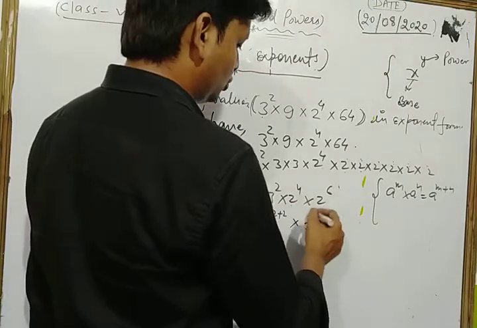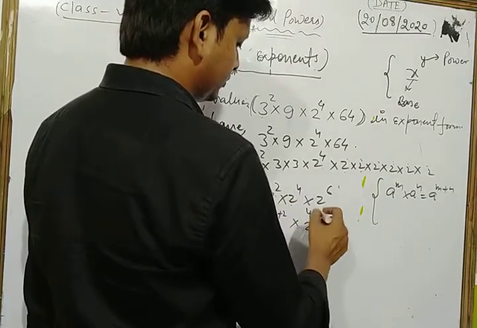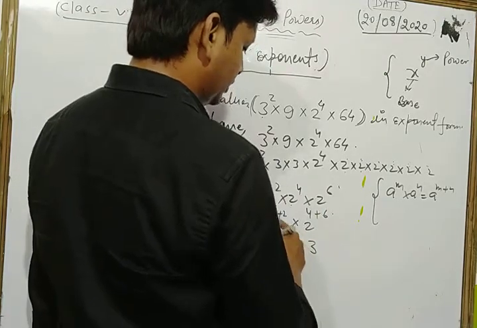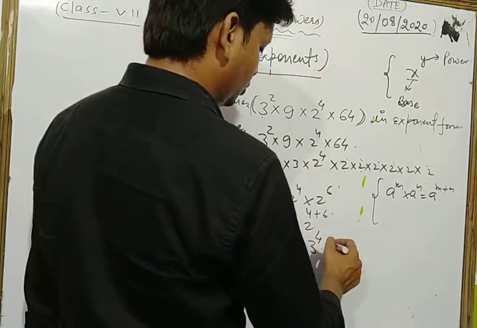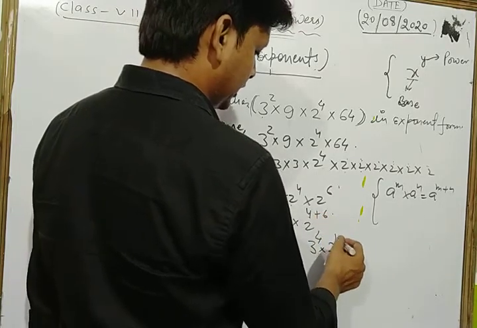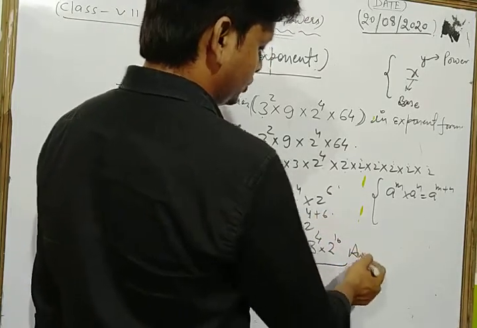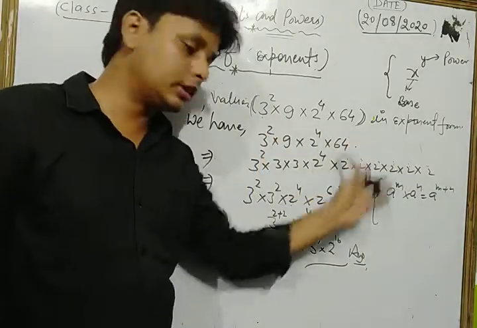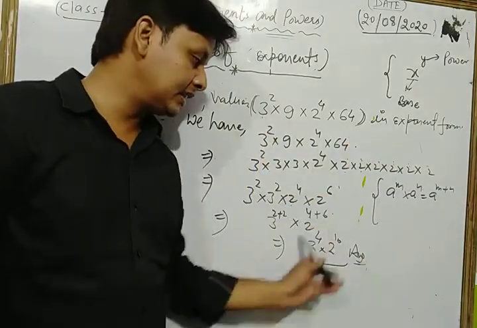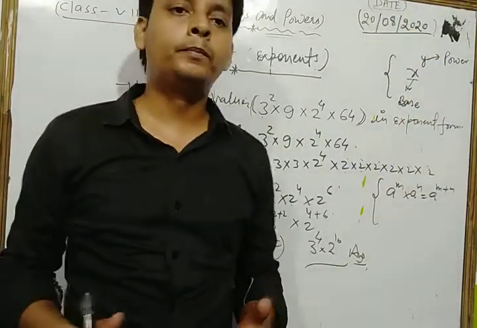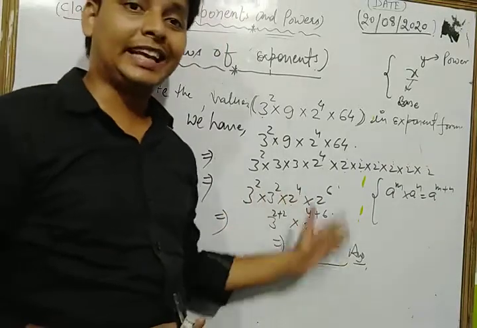Now here we write 2 to the power 4 plus 6, so we write 3 to the power 2 to 4 into 2 to the power 4 plus 6, which is 2 to the power 10. This is our answer. So dear students, we write the given values in exponent form in this way. This is the exponent form. So dear students, we can solve that type of questions in this way.